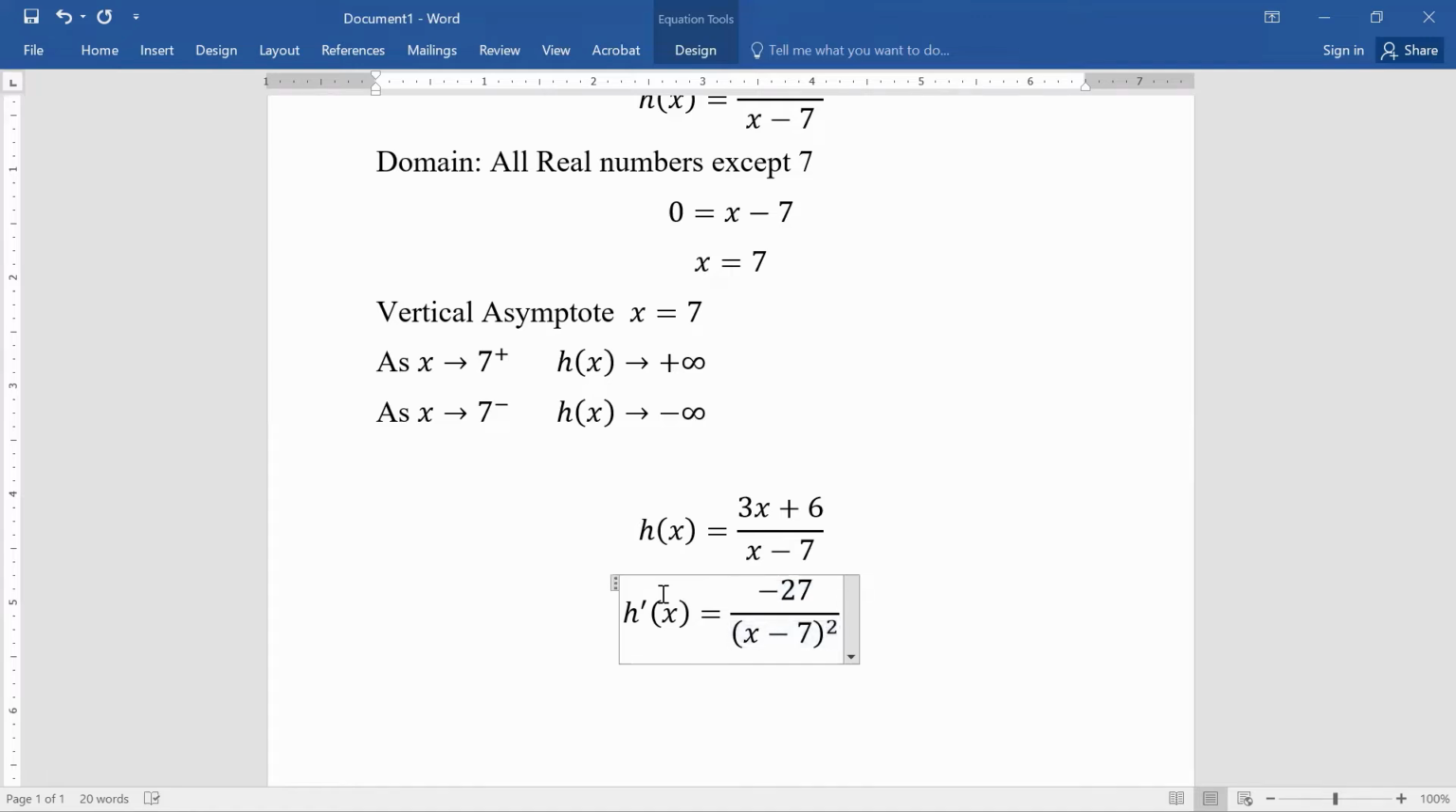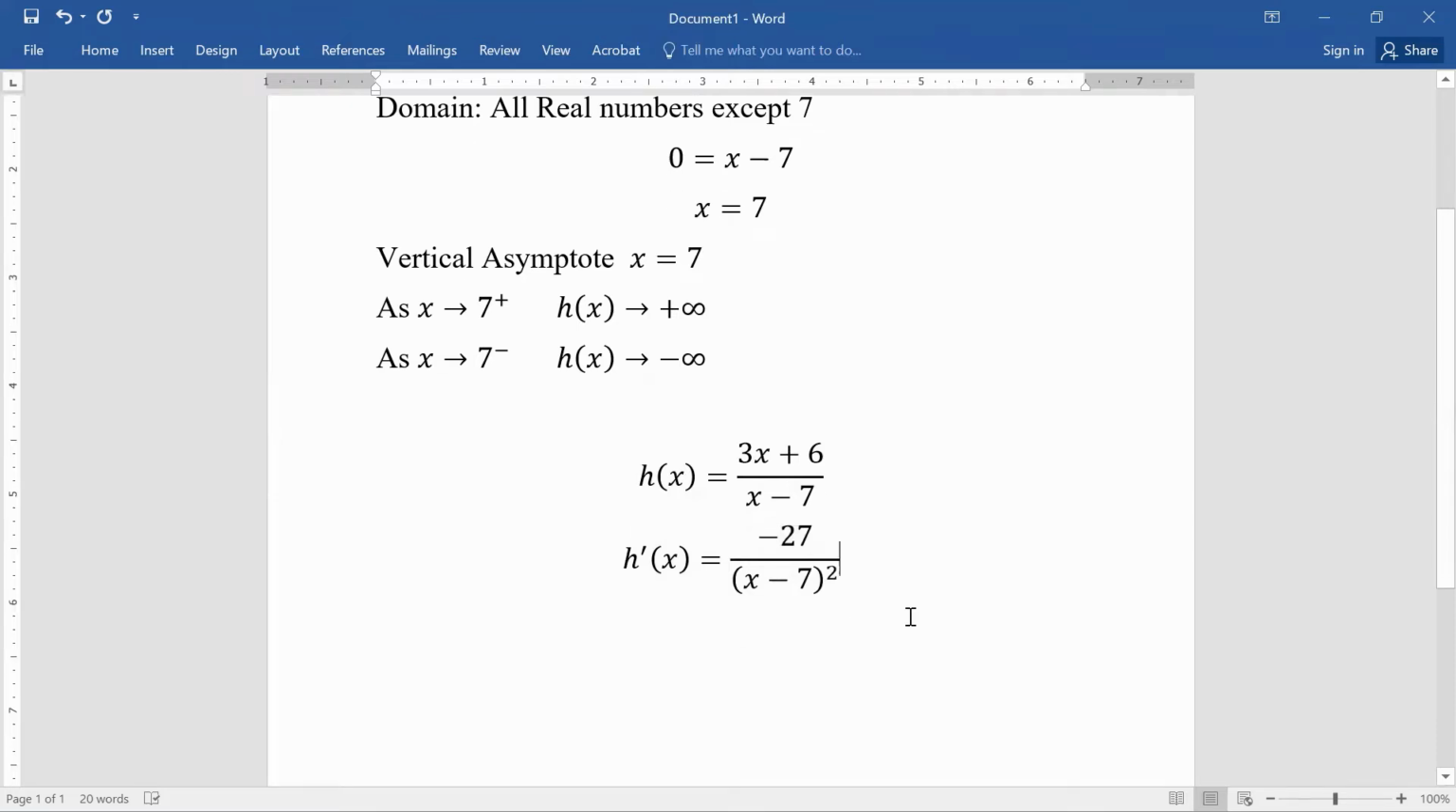Now this derivative cannot exist in one spot. That's when x is equal to 7. But we kind of already know that's what the vertical asymptote does. So what about this derivative being 0? Well, this derivative can't be 0 because the numerator can never be 0. So if you look at this numerator, you can never achieve 0 in the numerator.